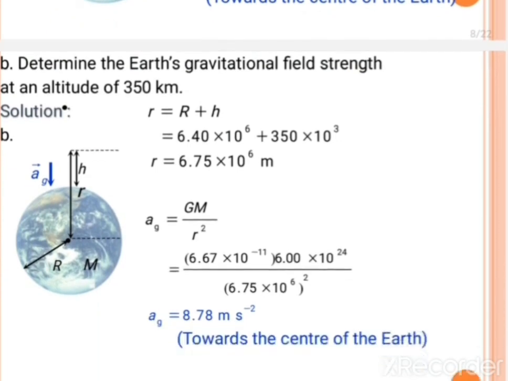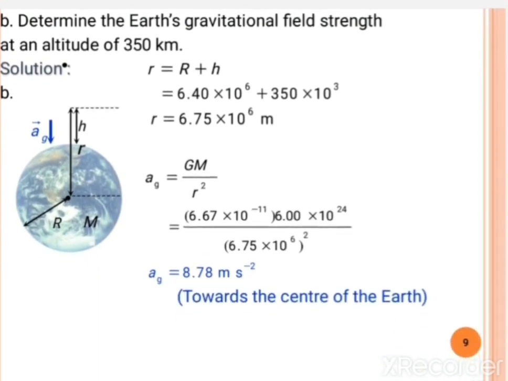For question B, determine the Earth's gravitational field strength at an altitude of 350 kilometer. Okay, so for this question, we need to find R. R is the distance between Earth's center to that point. So now, the question gives the altitude. Altitude means the height from Earth's surface to this point P, h. 350 kilometer is only the height from Earth's surface.